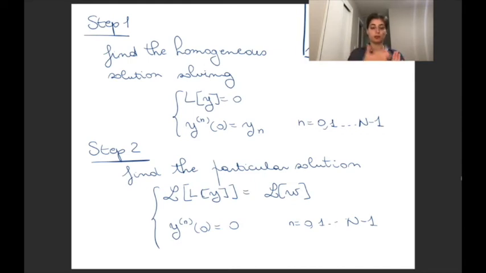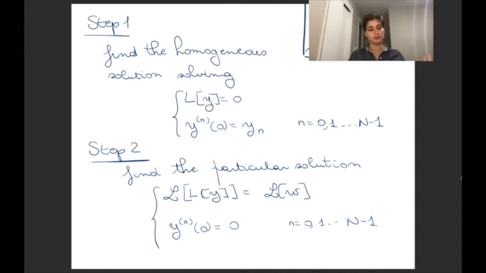So we have y at 0 equal to y0, y prime equal to y1, and so forth. We're keeping all of them and solving this. Usually we will use the characteristic polynomial method. Once we have that, we put it aside and we solve for the particular solution. And for this, we use the Laplace transform.